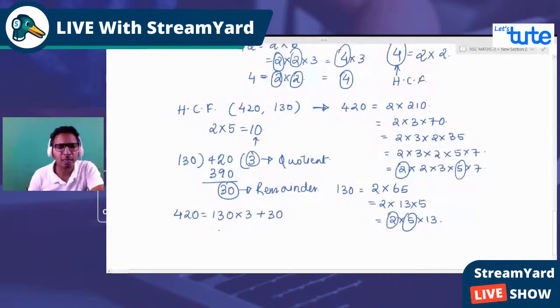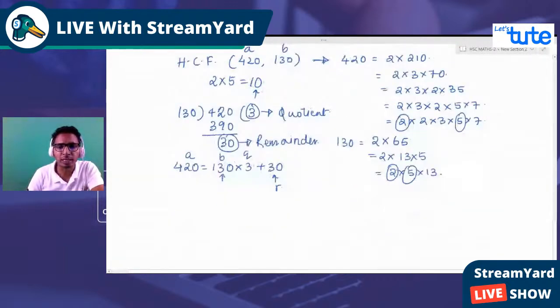In this, what we understand is this is A and this is B. So this is our A, this is our B, this is our Q, and this is our R. Now, since the remainder is not zero, we have to continue this process taking B and R. This time B will take the position of A, and R will take the position of B.